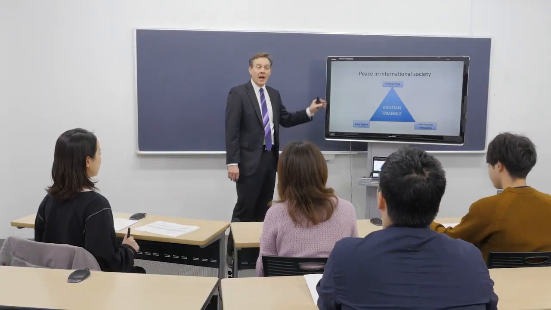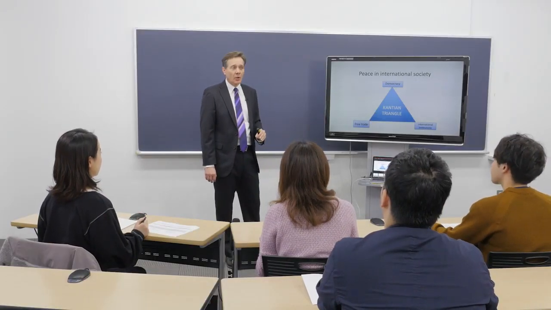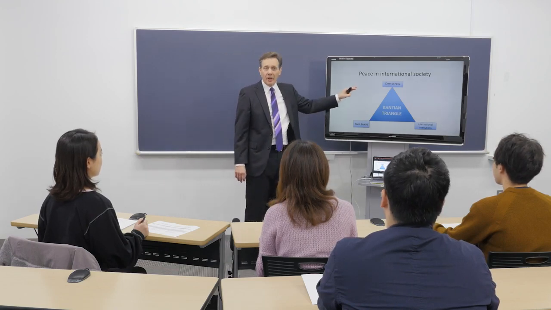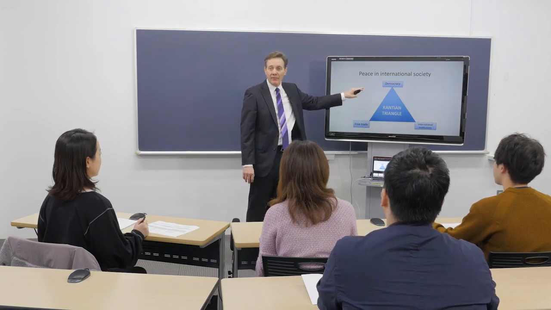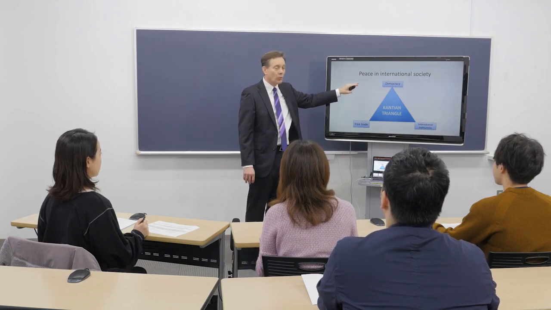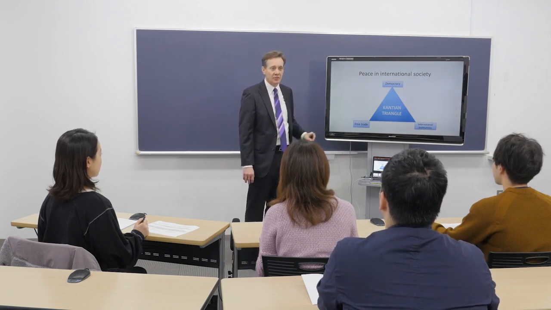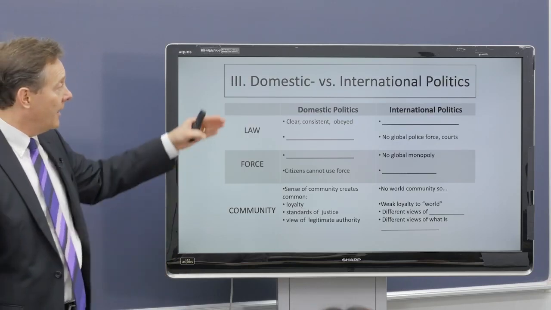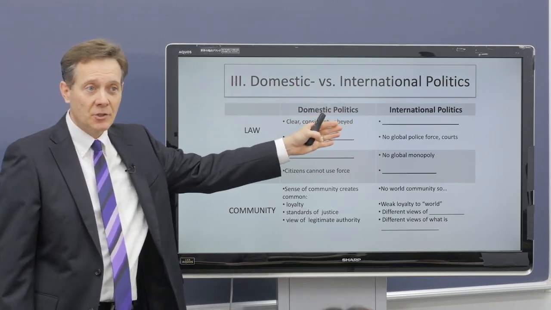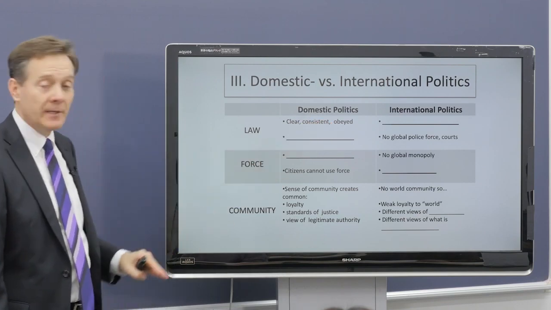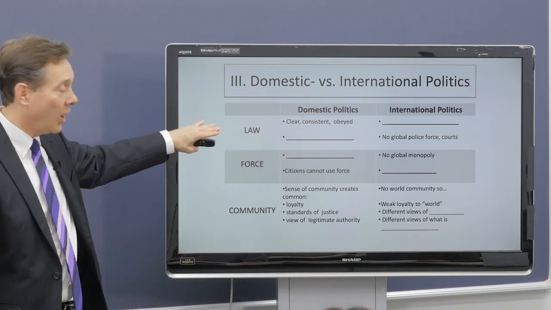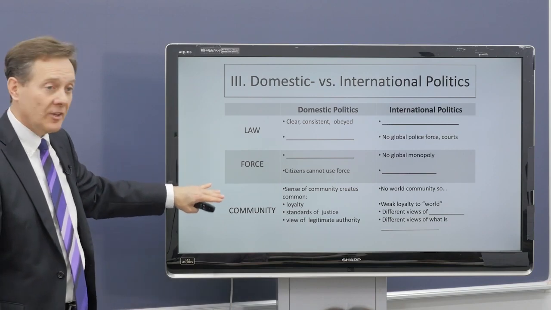All right, so now we have our second way of understanding international politics, a way that offers us a path away from anarchy and toward greater cooperation. We call it international society. Let's conclude by comparing domestic politics to international politics on the 3 points that we talked about at the beginning of the class: law, force, and community.